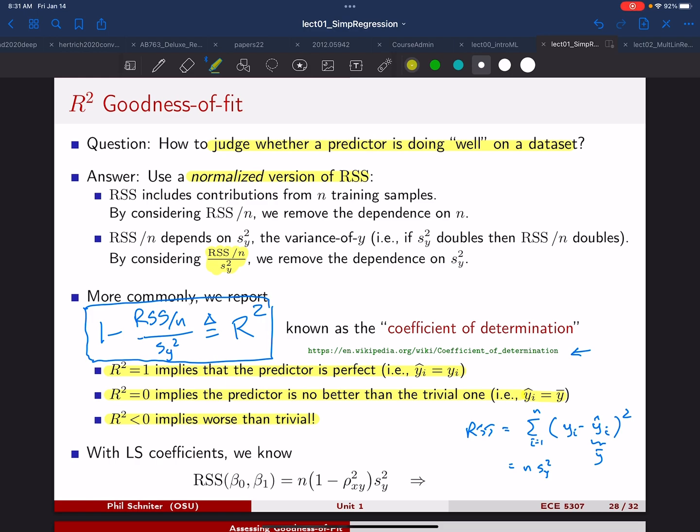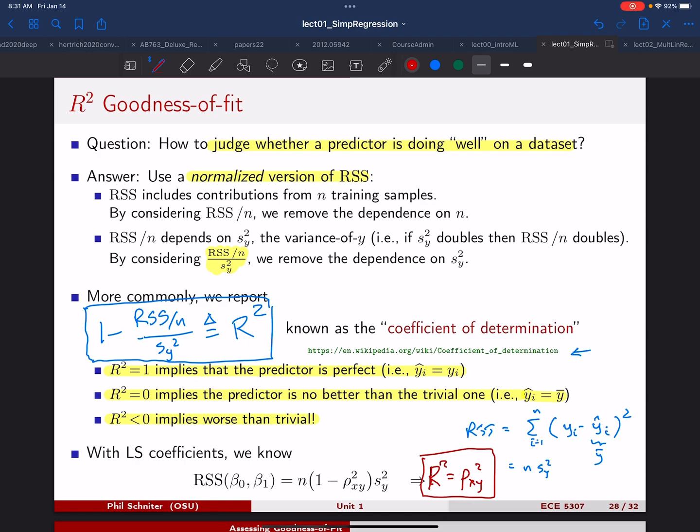Okay, so the very last thing is, what about our least squares coefficients? If we have the optimal betas, we have derived an RSS of exactly this: N times 1 minus rho squared xy times sy squared. If I plug this expression into here, then I find that the r squared is going to divide by n and sy squared, so those are gone. And it's going to take 1 minus the remaining thing, and finally at the end of the day, we find that r squared is rho xy squared. Simple as that.